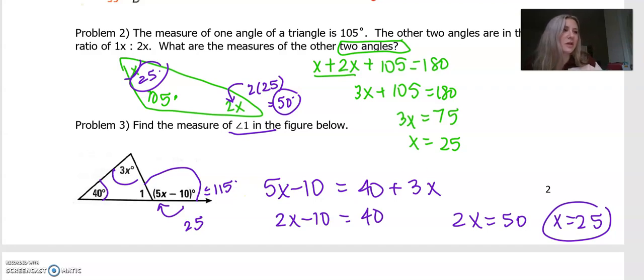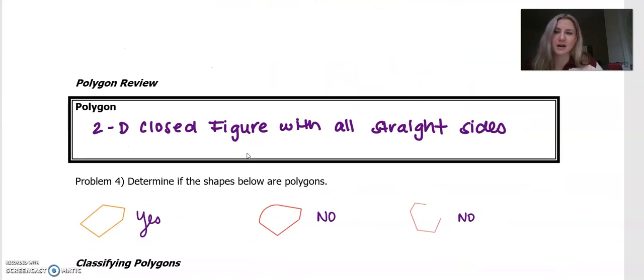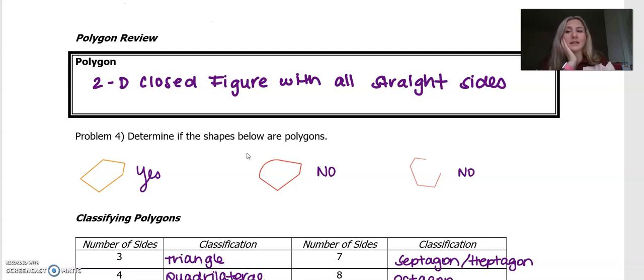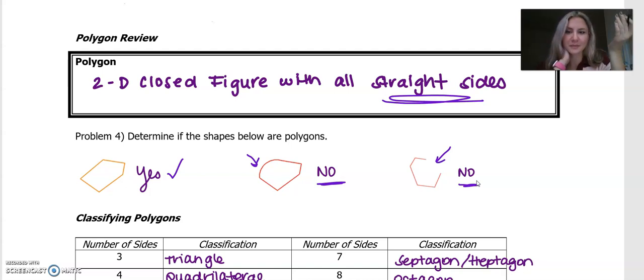Okay, a couple more things that we're going to chat about here. Review on polygons. So remember, a polygon is a 2D closed figure with all straight sides. Really important that we notice it's all straight sides, because then when I look at problem 4, these examples, yes, this is a polygon. No, this is not a polygon. Look, it's a curved side, so it's not a polygon. And then this one's, no, it's not a polygon because it's open, right? It can't be a polygon.